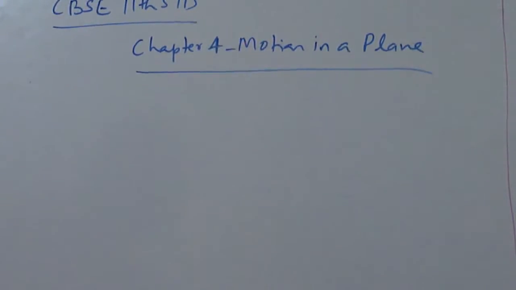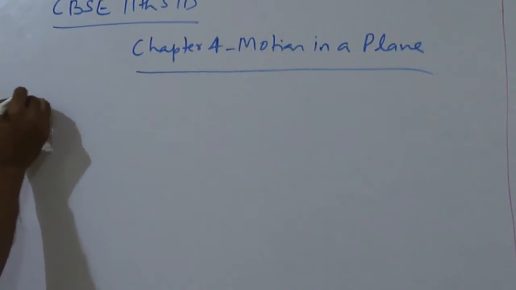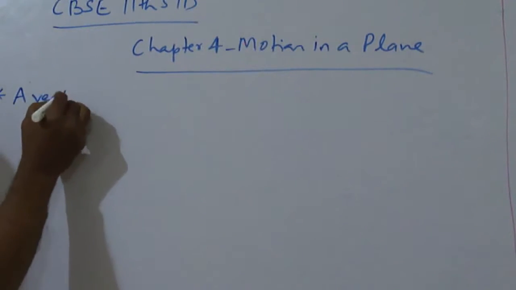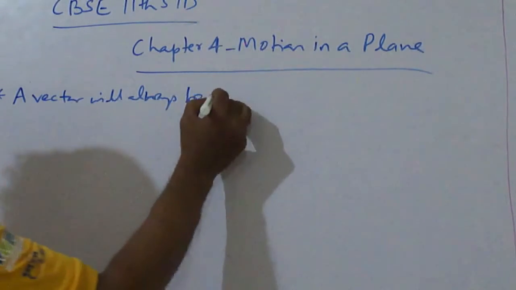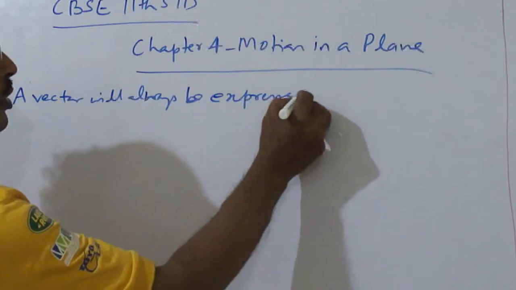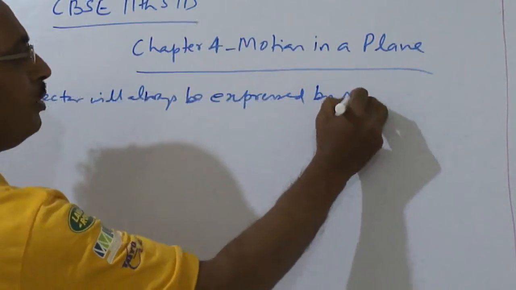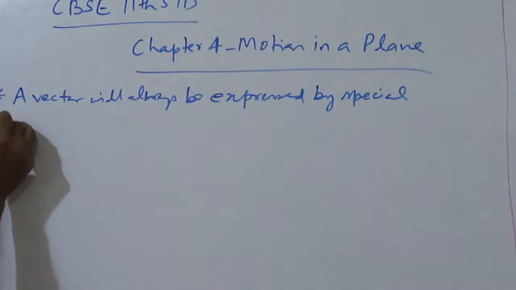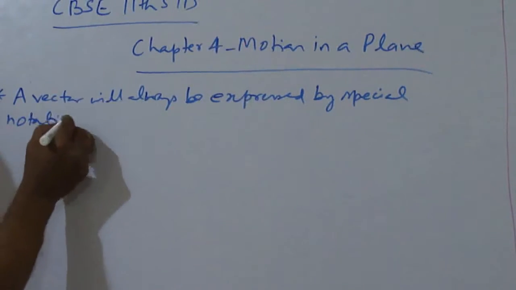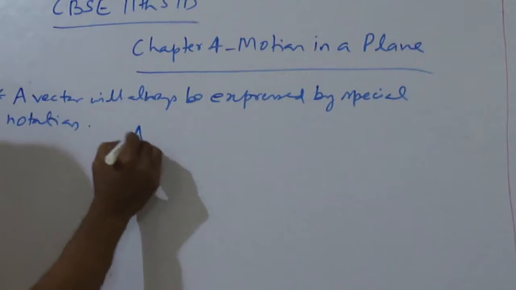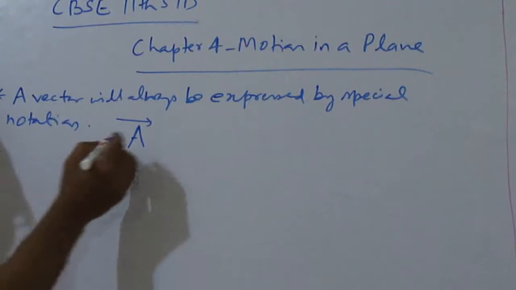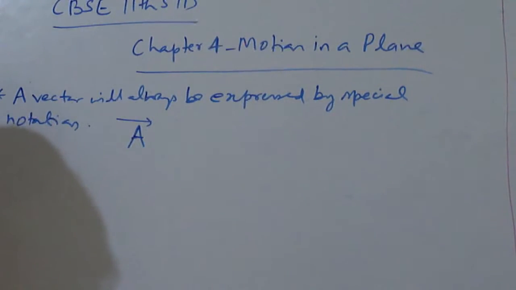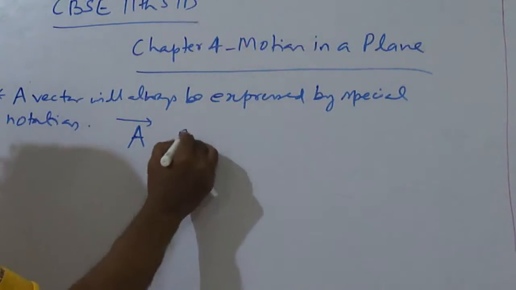So a vector quantity will always be expressed by special notation, like one arrow will be placed at the top. Okay, so what does it show? It shows that it is having some direction, right? So A vector or B vector.